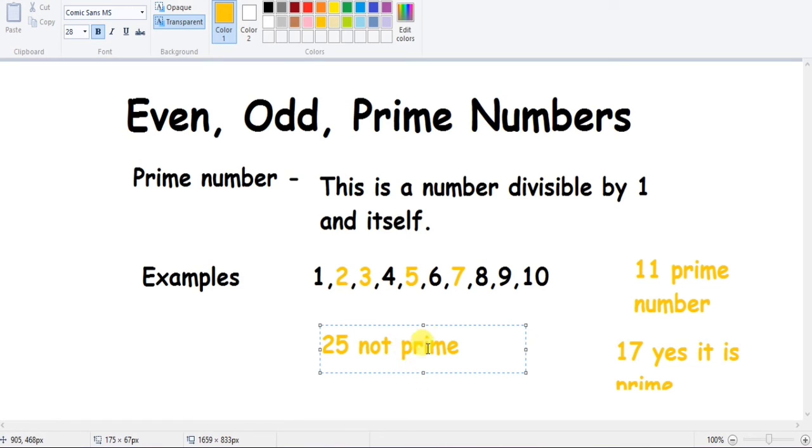So that's what I have for you guys. Please go and check out the examples and try to understand the concept that I've taught you, and I'm sure you'll be able to understand what even, odd, and prime numbers mean. Just as a recap, even numbers are numbers which can be divided by 2. Odd numbers are numbers which cannot be divided by 2, while prime numbers are numbers which can only be divided by 1 and itself, nothing else.